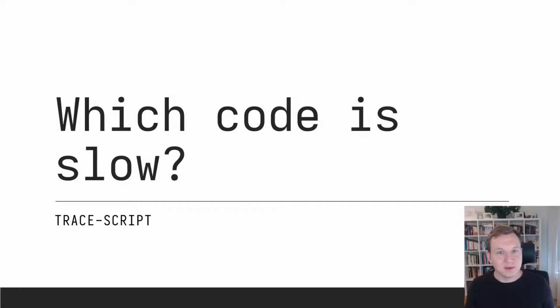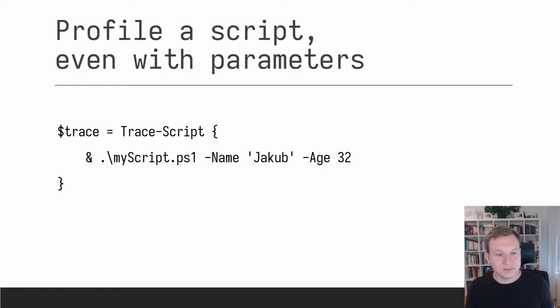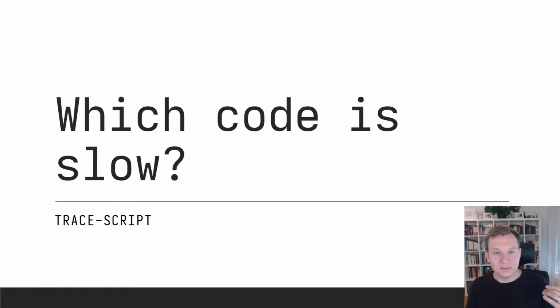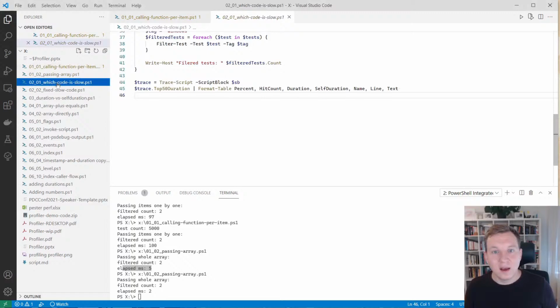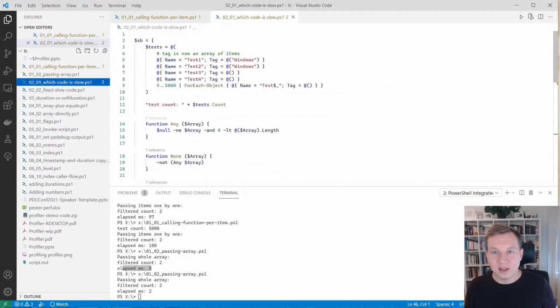So let's start with the first one. Which code is slow? Okay, let me jump to the example first, and then we can go back to the small pieces of code. So which code is the slow code?